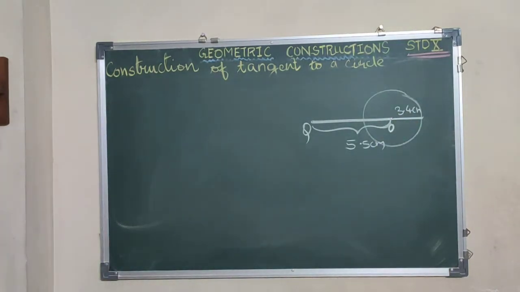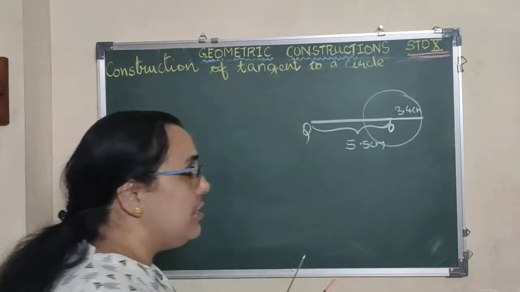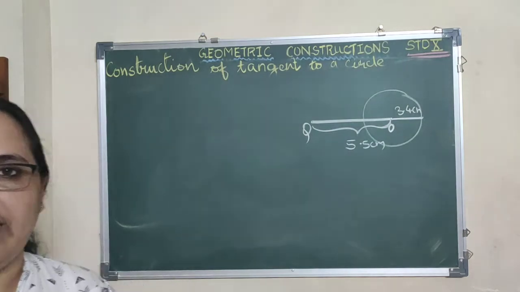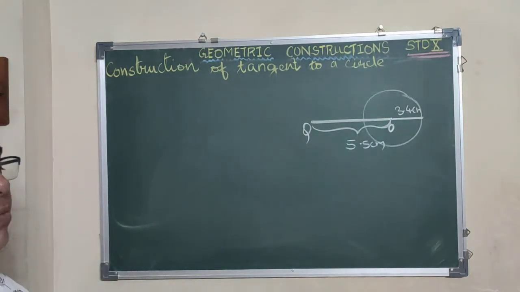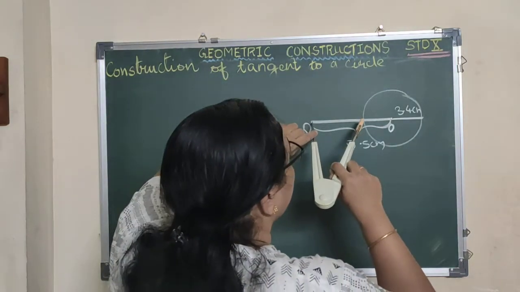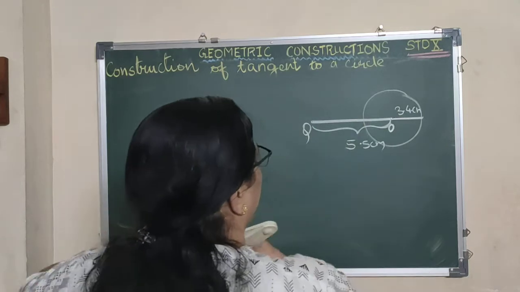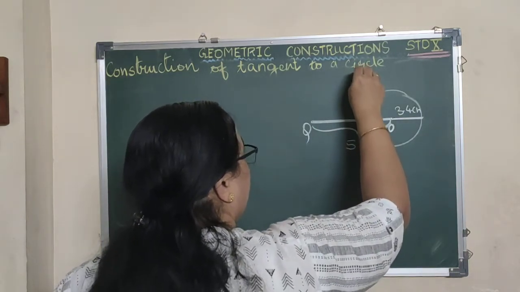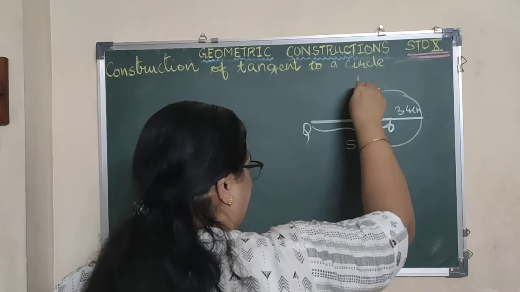Now for this OQ we draw the perpendicular bisector. How do we draw the perpendicular bisector? Yes, we had done in the basic construction how to draw the perpendicular bisector of a segment. So here your segment is OQ, for which you will draw the perpendicular bisector, taking more than half. So taking more than half will let you get the perpendicular bisector.